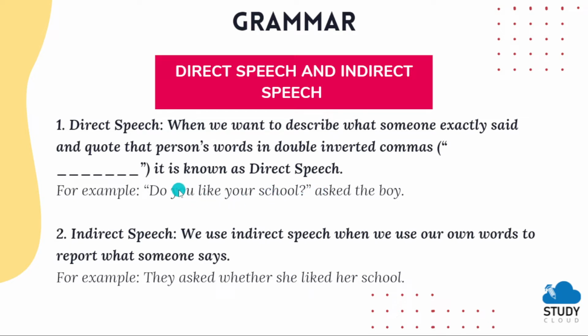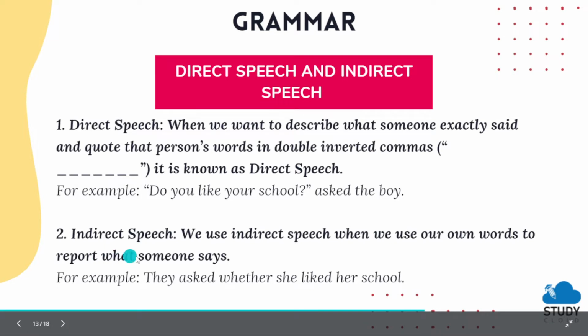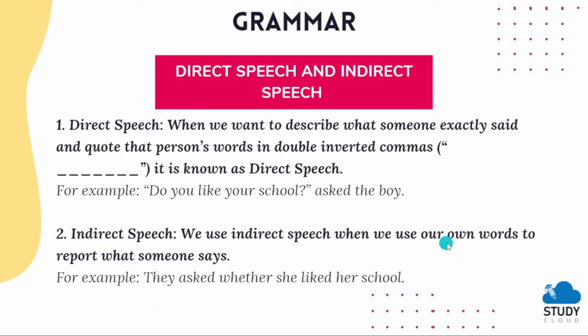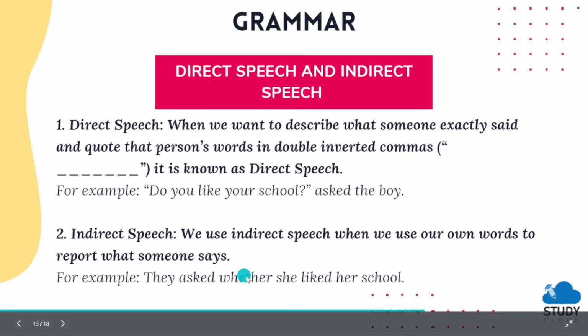This is direct speech. Whereas indirect speech is, we use indirect speech when we use our own words to report what someone says. They asked whether she liked her school, or the boy asked her whether she liked the school. When we change the words and we say that somebody said this or that, that is known as indirect speech.